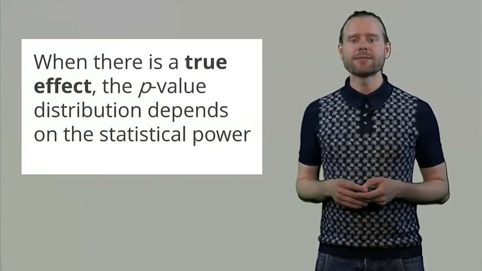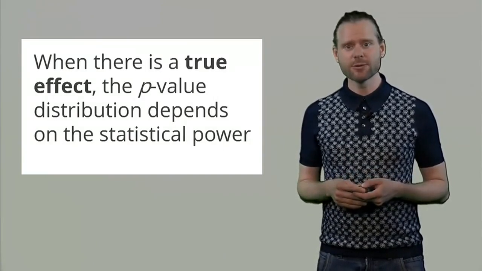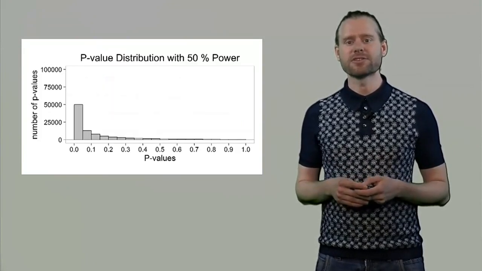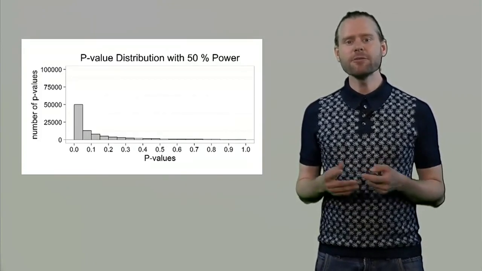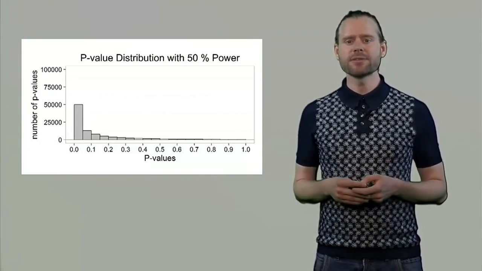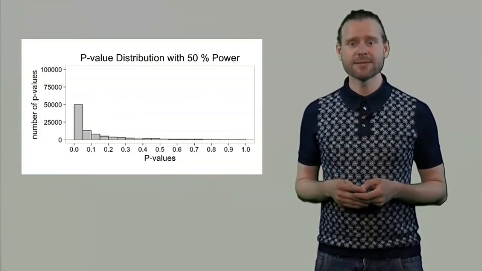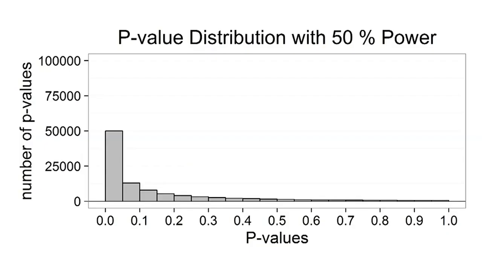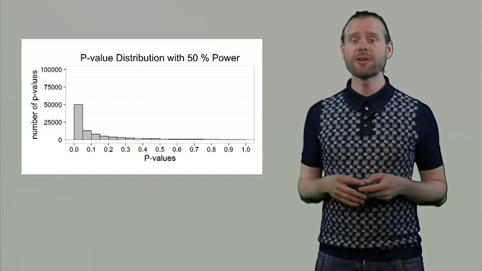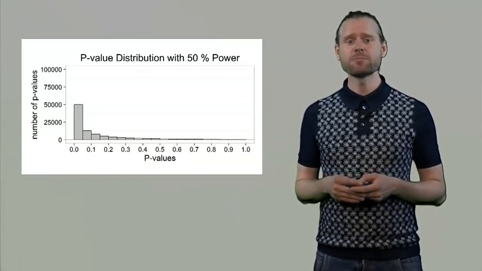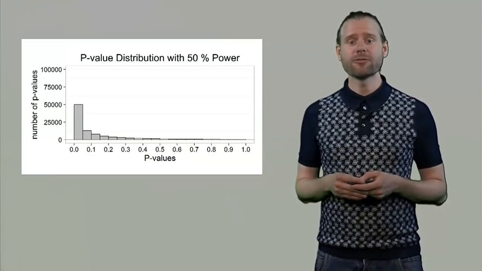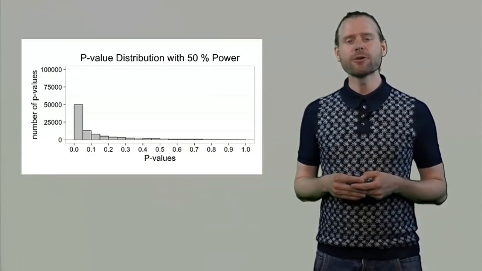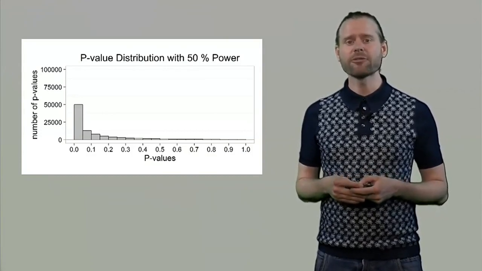When there is a true effect, the p-value distribution depends on the statistical power. Let's take a look at the visualization of this. In this graph, you see the p-values for 100,000 studies, where every study had 50% statistical power. This means that it's 50% probable that we'll observe a p-value that's smaller than 0.05. If we look at the p-value distribution, we indeed see that it's much more likely to observe small p-values than it is to observe high p-values. And if we look at the leftmost bar, we see that indeed 50,000 of the 100,000 simulated studies yield a p-value that falls between 0 and 0.05.